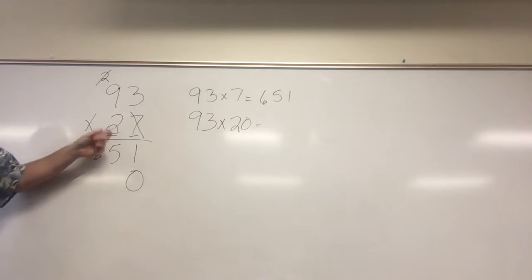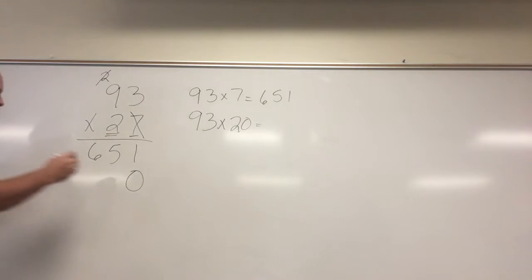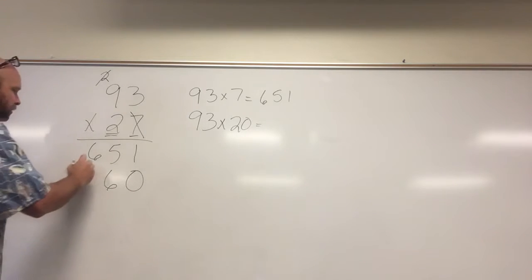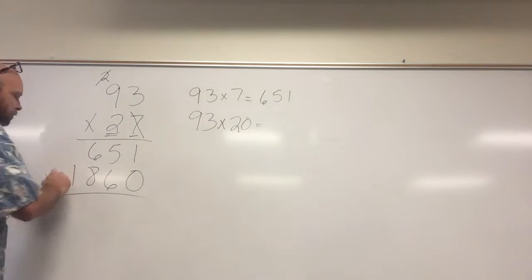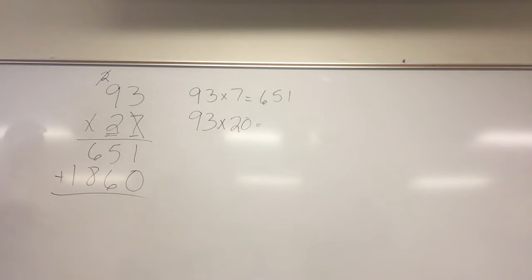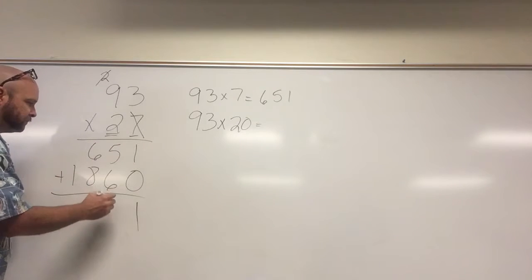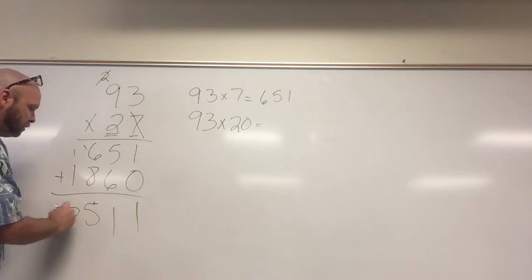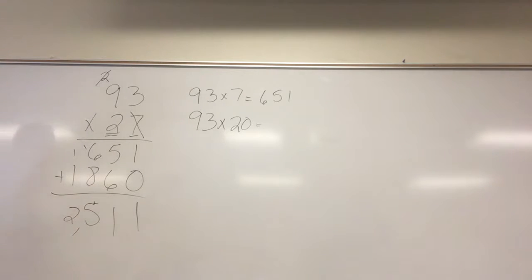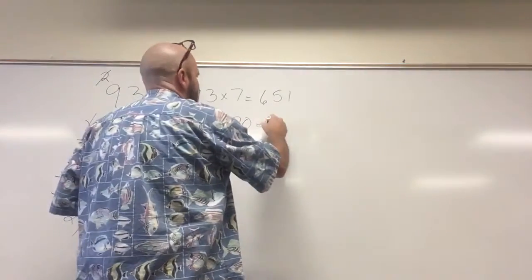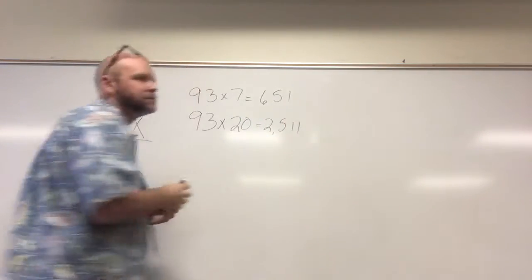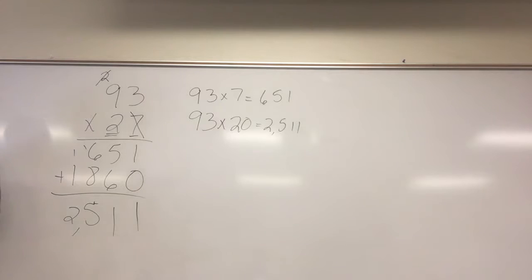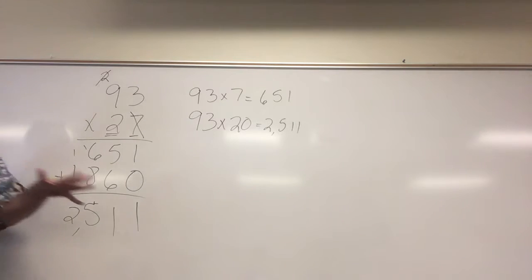Alright. So now 2 times 3 is 6. 2 times 9 is 18. We didn't carry anything. So then we add. You get 1. 6 and 5 is 11. Carry the 1. 15. Carry the 1. 2,511. I got it right.